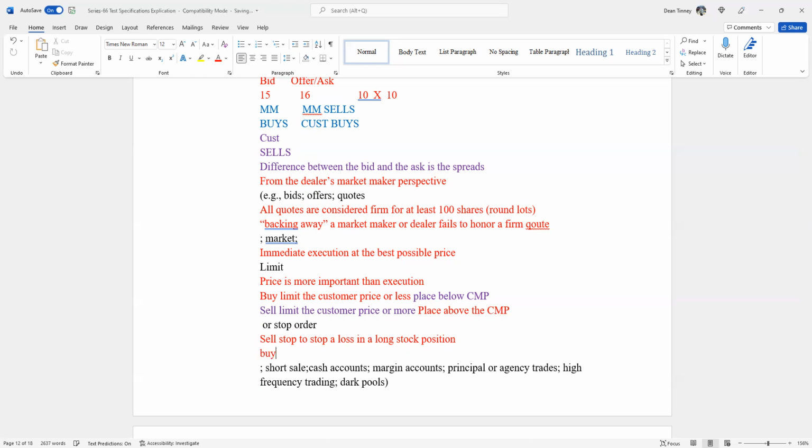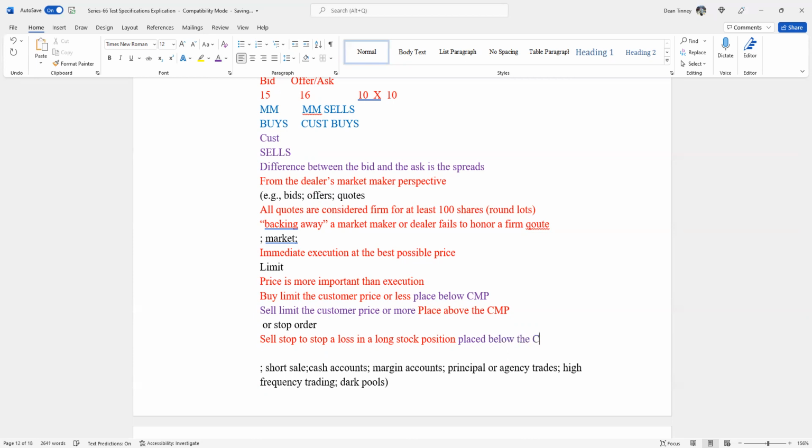And then a buy stop. Let's make sure we got this one. Let's put this here again. We have a great mnemonic, slobs over bliss. And that's just to remind us where orders get placed in relationship to the current market price. This is going to be placed below the current market price.